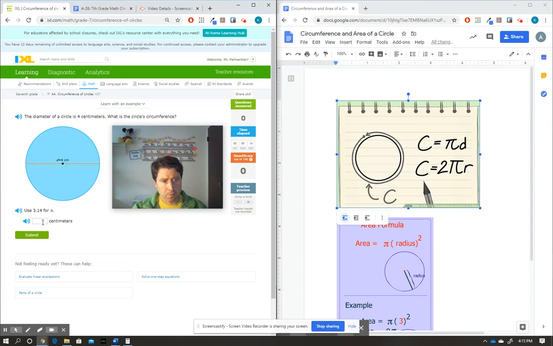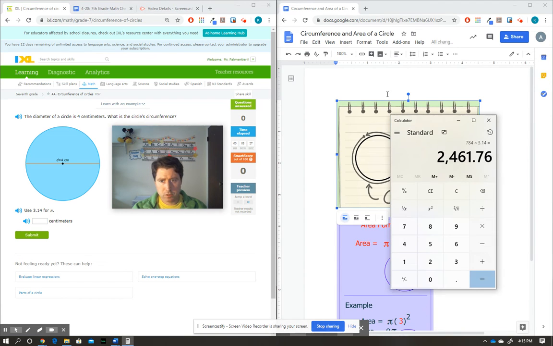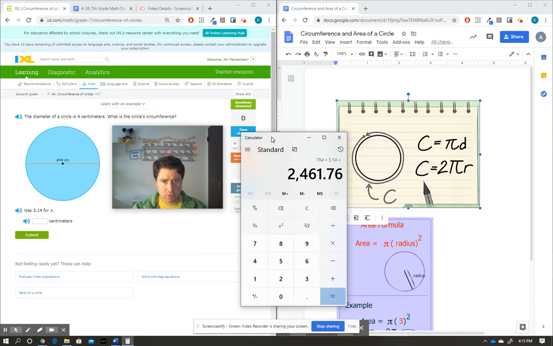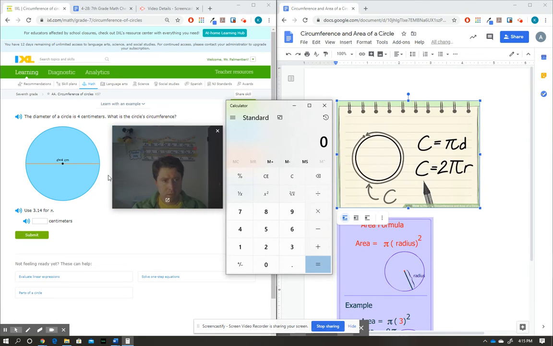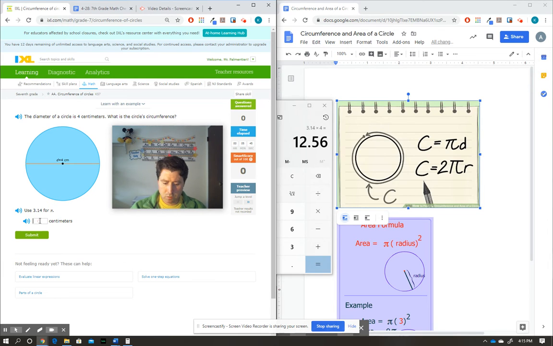If you notice again, I ask you to use 3.14 for pi, so you don't have to worry about that. Just use that and use your calculator. Check out how easy this is. First thing you want to identify is, do they give me a radius or a diameter? They'll tell you. They gave me a diameter, which is 4. So I'm going to use pi times diameter. I'm just going to do 3.14 times 4. There's my answer, 12 56/100.